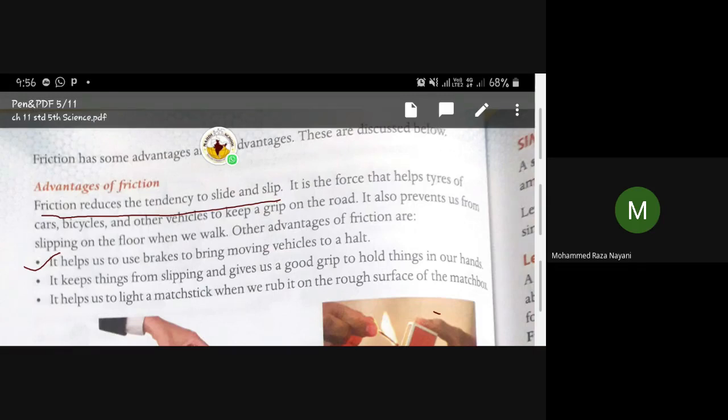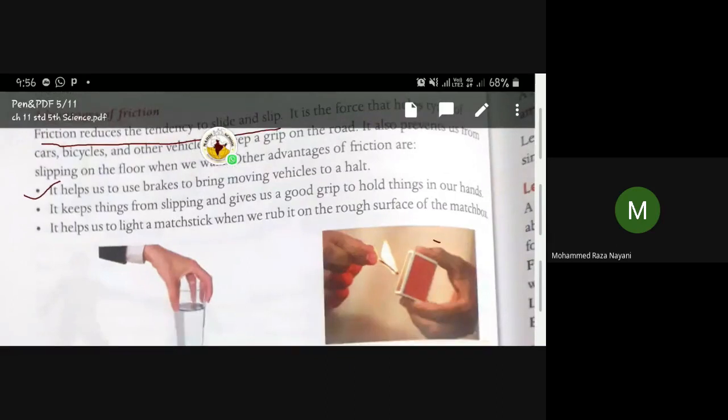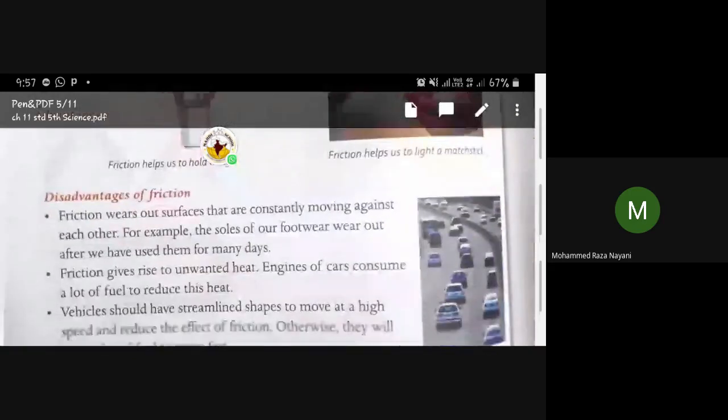Jab hum ghiste hain na uske saath, to friction is... because of friction only we can light the matchstick with the matchbox. Friction takes place when you rub a stick on a rough surface. So friction is there and the stick is lighting. So because of friction only the matchbox can light. These are the advantages. Now disadvantages.